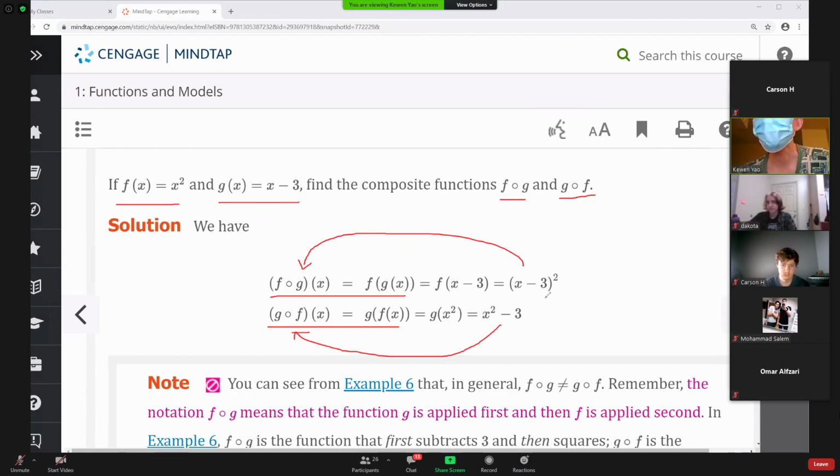Are they the same? They are not the same, right? X minus 3 squared is not equal to X squared minus 3. So remember, these are not the same. In general, F composed with G and G composed with F are not the same. So you have to remember how to find the composite of two functions, F of G and G of F. In general, they are not the same. Got to remember that.